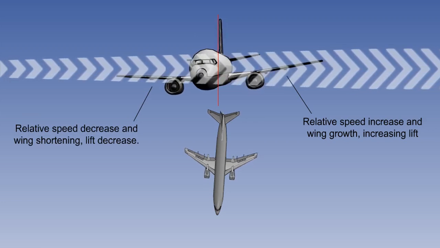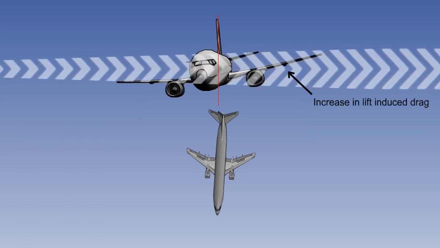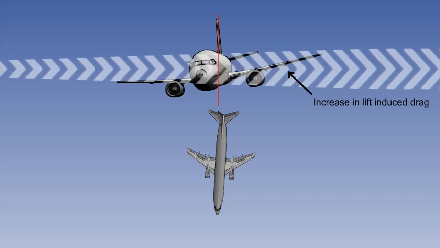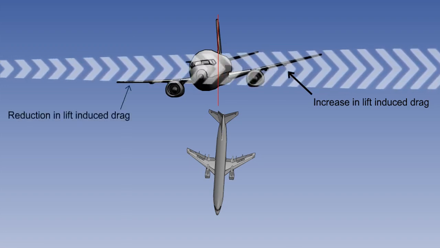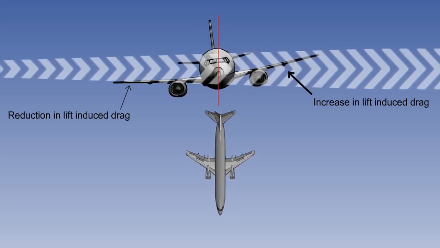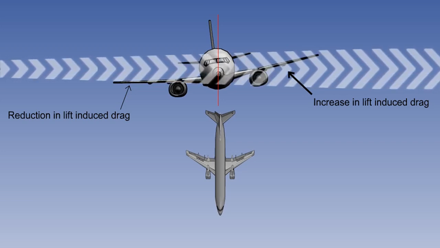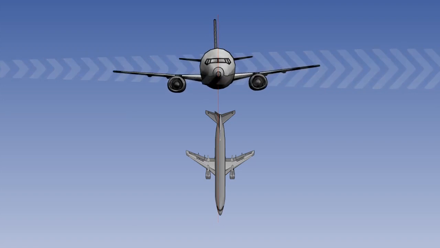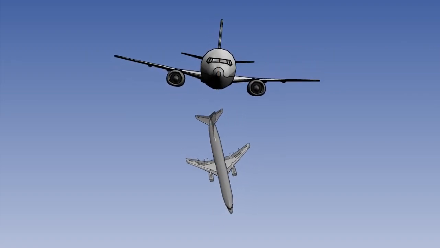This induces the aeroplane to roll about the longitudinal axis. Due to this, the upgoing wing suffers from an increase in lift-induced drag, while the downgoing wing gains from a reduction in drag. This causes the aeroplane to yaw about the vertical axis in the opposite direction. So the whole cycle starts again, and this is known as Dutch roll.